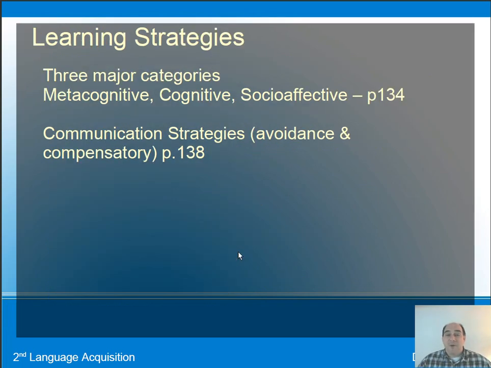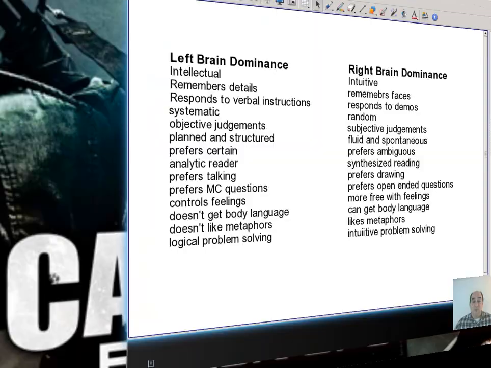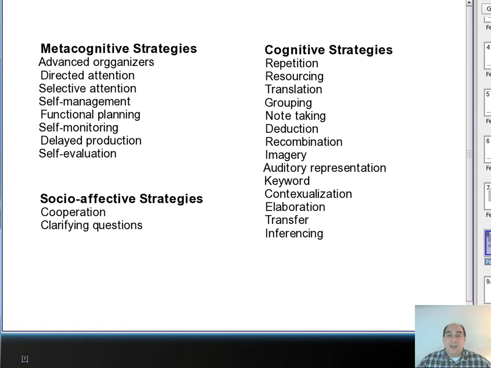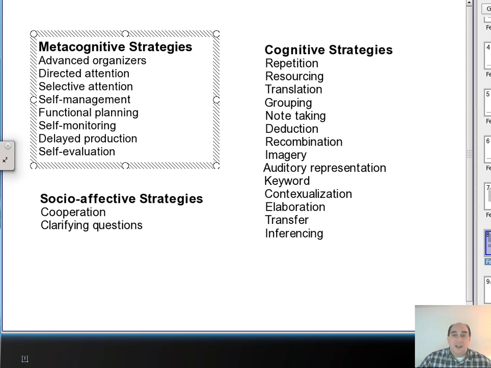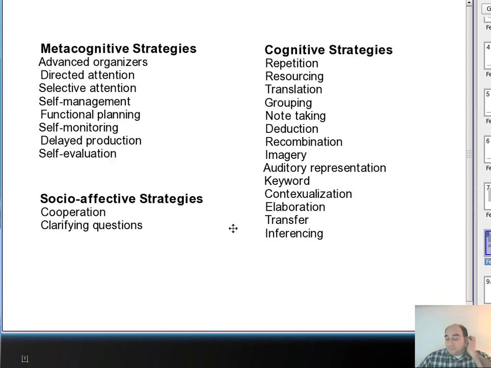Brown lists 3 major categories: metacognitive, cognitive, and socioaffective strategies. We'll take a quick look at those over here. Metacognitive strategies that he talks about. One is advanced organizers. Ways for you to predict what's going to be coming ahead of time as you're trying to organize into groups so that you can be prepared for the information that's coming.